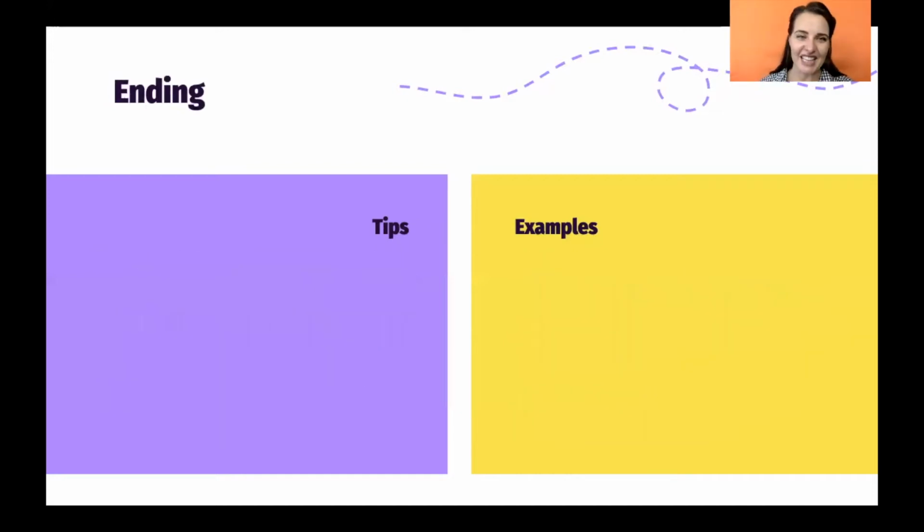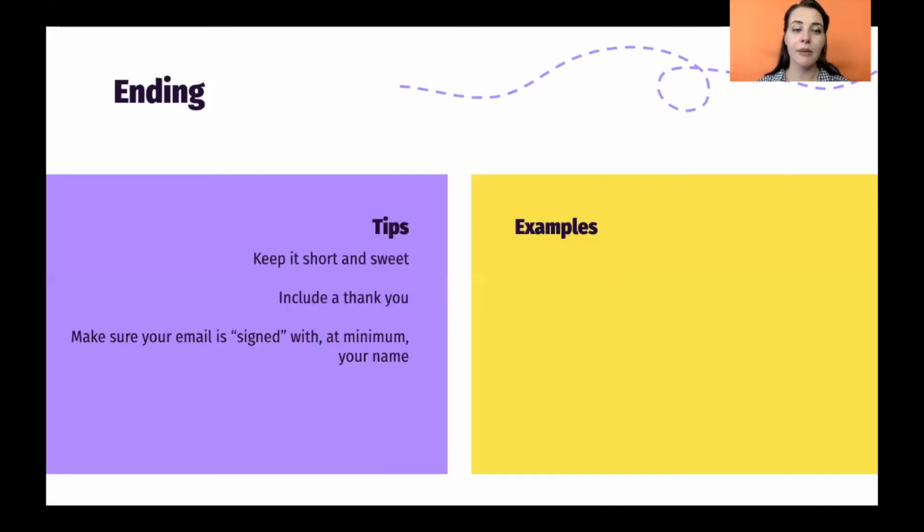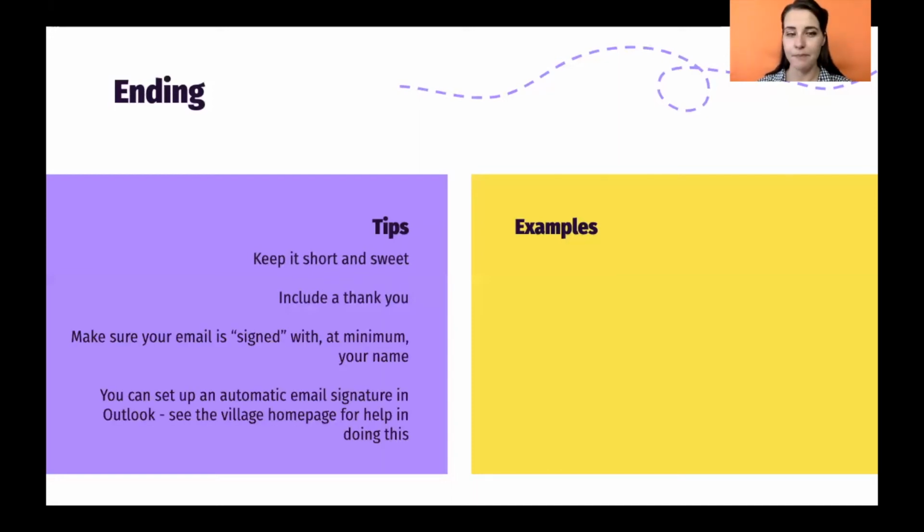Okay, let's move on to the ending. This part's pretty straightforward and simple. Keep it short and sweet. Include a thank you. Make sure that your email is signed with, at minimum, your name. And you can set up an automatic email signature in Outlook. If you visit our Village homepage, there's a tutorial to help you set that up. For you as a 9th grader at Del Lago, you'll just go ahead and put your name and then 9th grade Del Lago Academy Scholar.